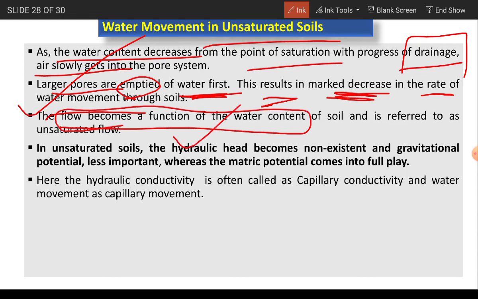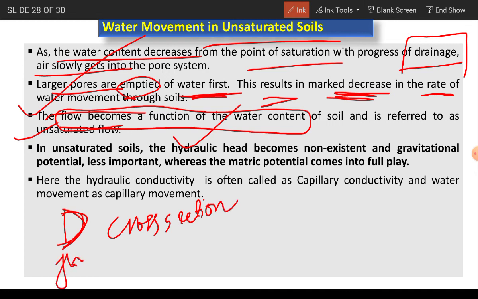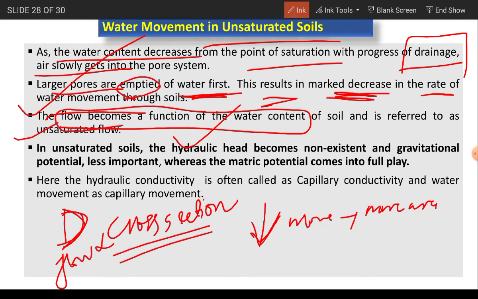As per Darcy's law, the flow is directly proportional to the cross sectional area. In unsaturated soil, the cross sectional area of water flow is reduced, so the flow becomes a function of water content. The more water content, the more area of contact, or more cross sectional area it can cover, so more flow. If there is less water, the opposite will happen.